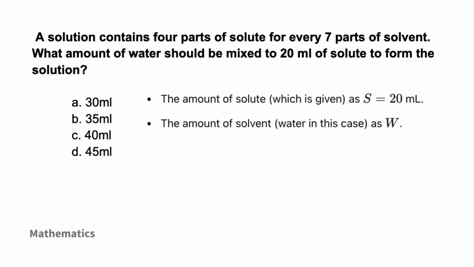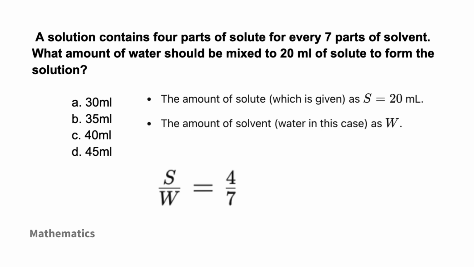All right, so now let's have a look at this. First and foremost, we need to be clear about the problem at hand. And every time that you have a problem on your teacher certification exam, make sure that you are clear about what it is that you need to do. So here we have the amount of solute, which is given as S equals 20, and therefore we have S equals 20 milliliters. Furthermore, the amount of solvent, water in this case, as we'll say, is W.